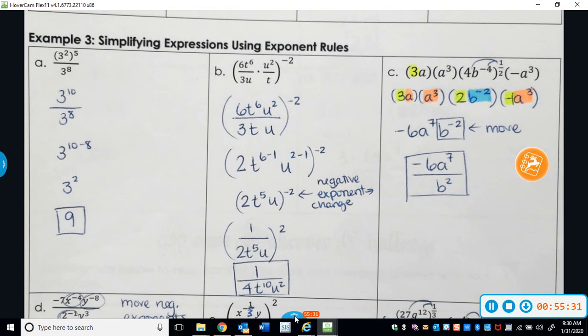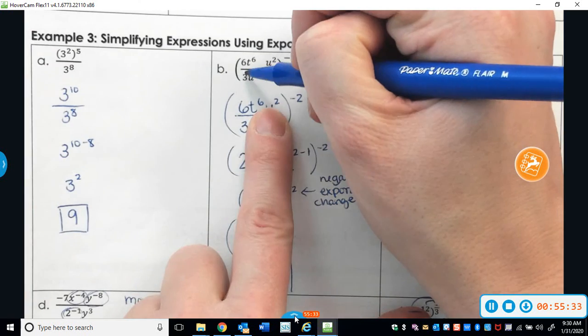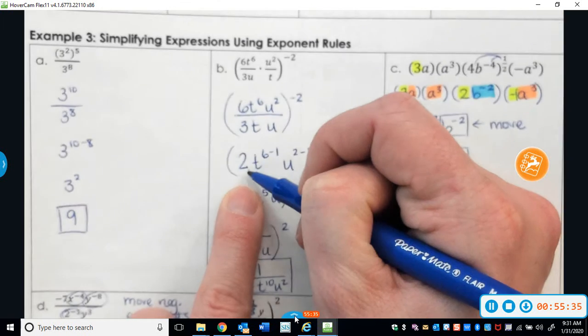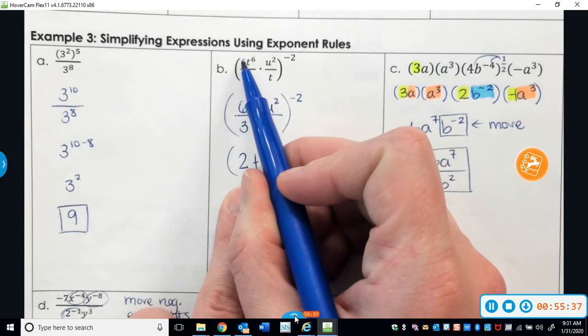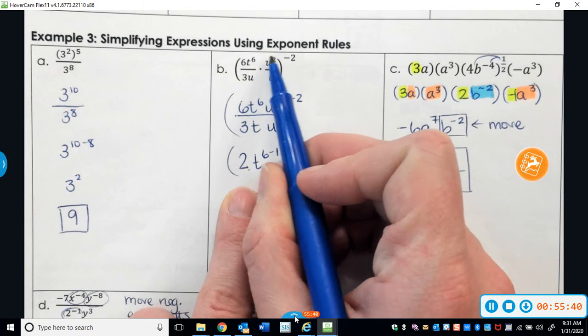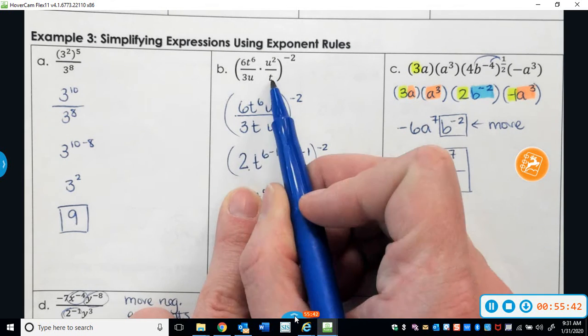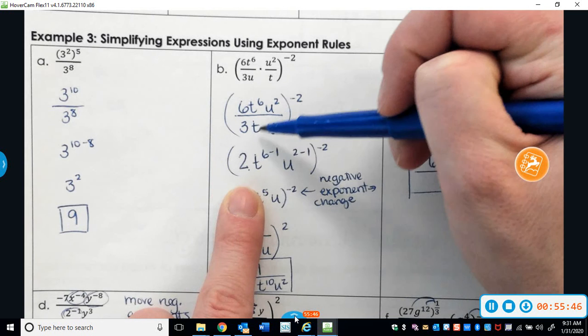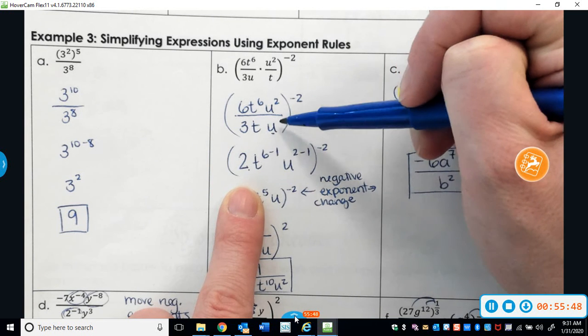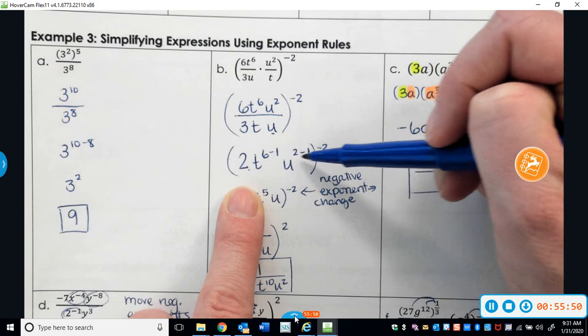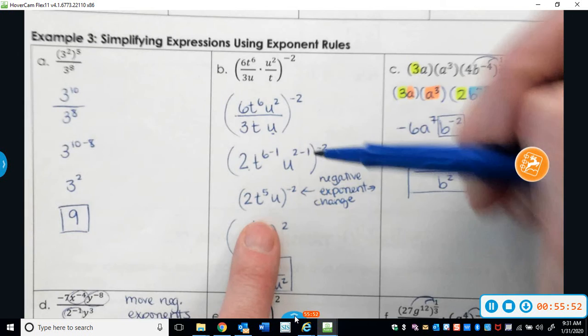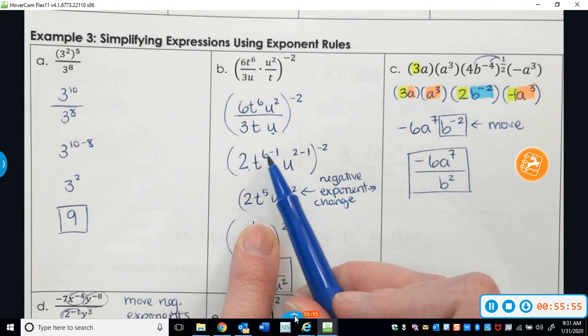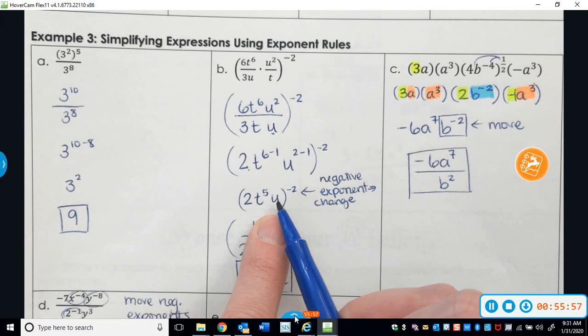So that's what I decided to do. I looked through and I said, well, 6 divided by 3, that's going to give me 2. When I multiply fractions, I multiply straight across. So that u squared is actually just going to be on top, and that t is going to be in the bottom here. And I said, well, I have t's, so I can subtract their exponents. And I have u's, so I can subtract their exponents. And when I did that, I finally got 2 with t to the 5th power, and then just 1 u.